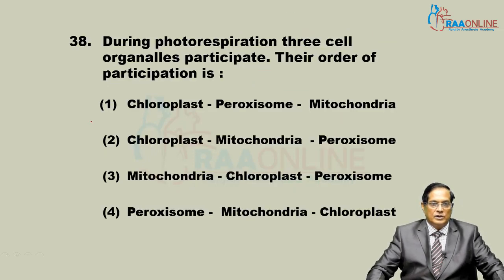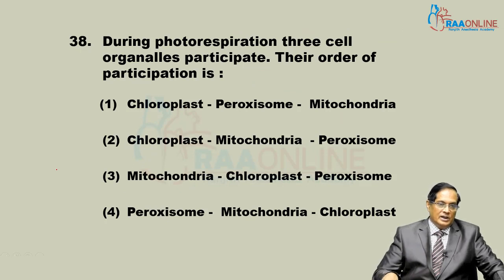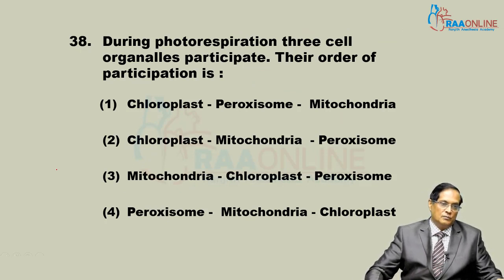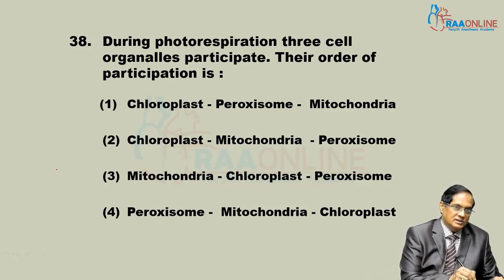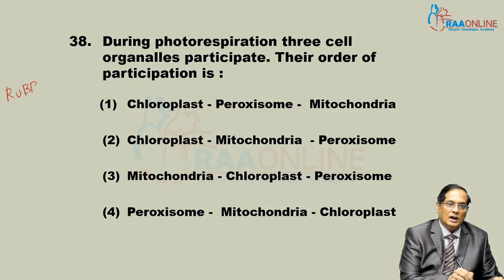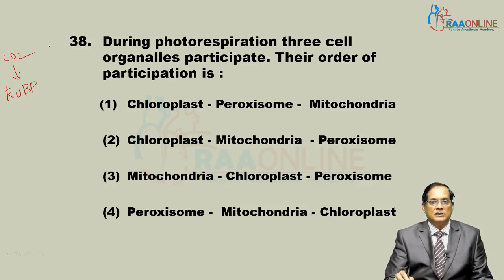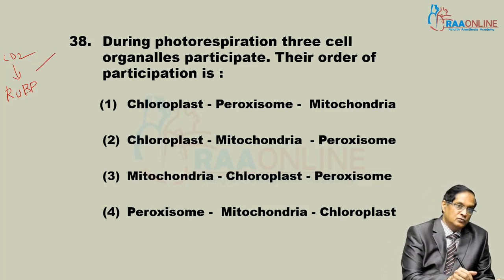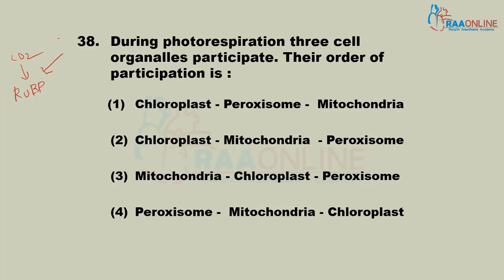38. Photorespiration. In the normal course, in C3 plants, if RuBP undergoes Calvin's carboxylation, then only photosynthesis is possible. But this RuBP has a dual nature: it is sensitive to carbon dioxide as well as oxygen.